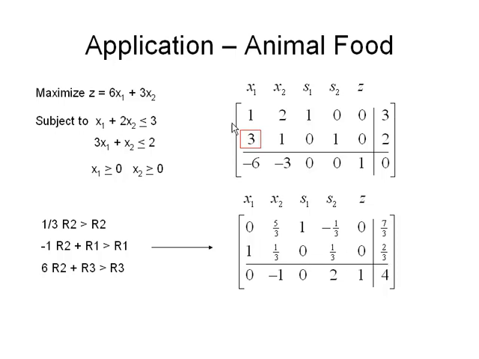Then I need to put zeros above and below, and I do that by taking negative 1 times row 2, adding that to row 1, putting it in row 1, and 6 times row 2 added to row 3, put into row 3. So the first row becomes 0, 5/3, 1, negative 1/3, 0, 7/3, and the last row becomes 0, negative 1, 0, 2, 1, 4.